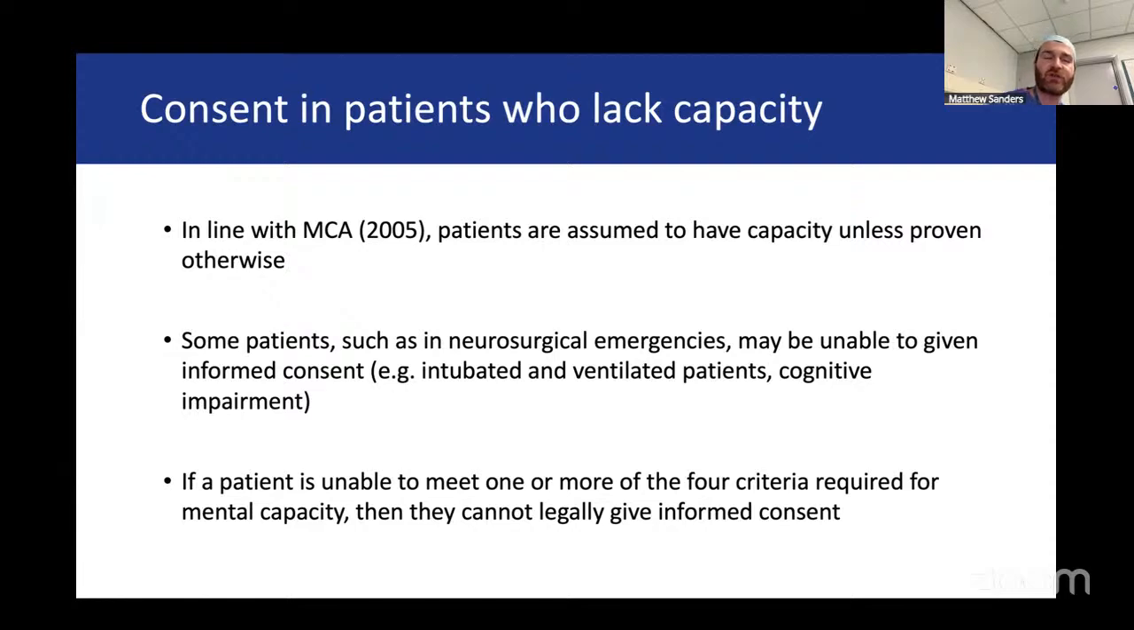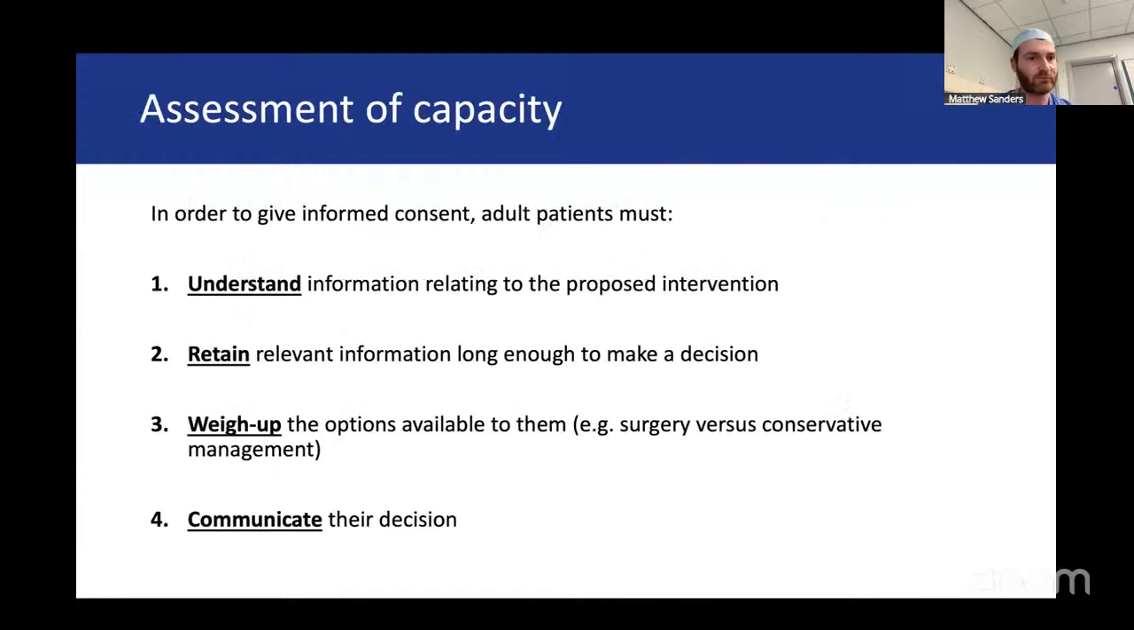Critically, if a patient is unable to manage one of the 4 principles of capacity that I set out earlier, they legally cannot give their informed consent for the surgery. As a reminder, those principles are understanding of information relating to the proposed surgery, retaining that information long enough to make a decision, weighing up their options, and also communicating their decision. And if they can't do one or more of these, then they, by definition, lack capacity to consent.